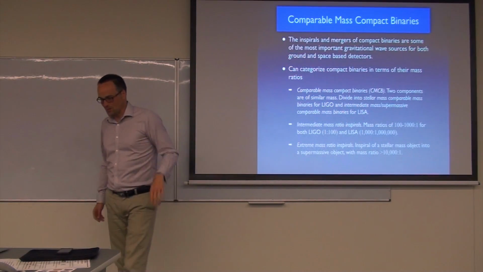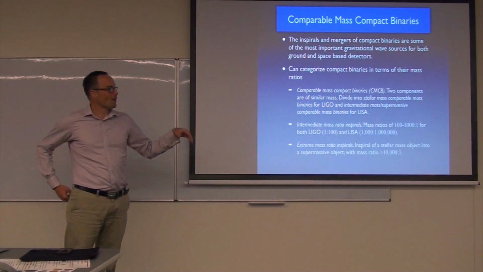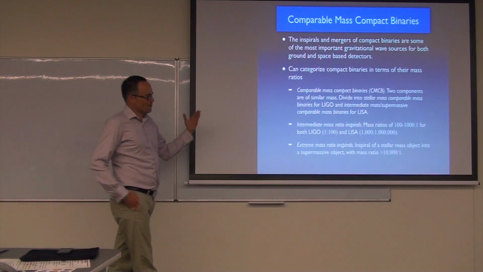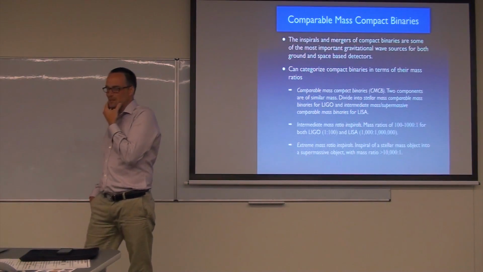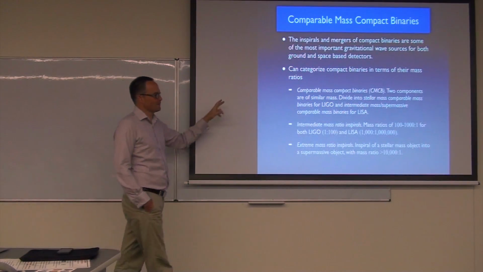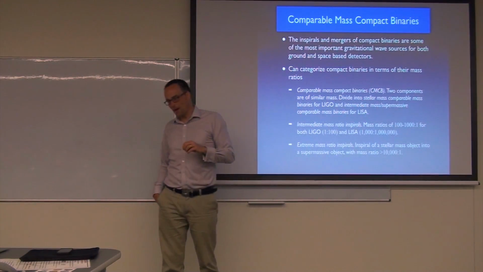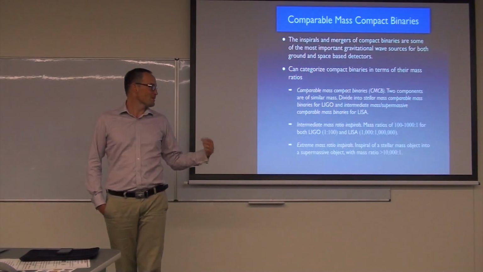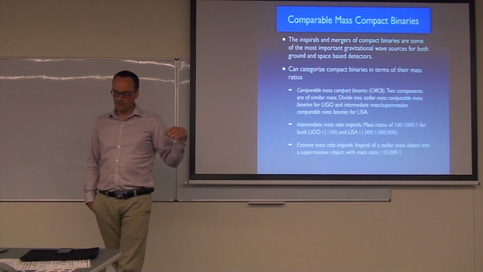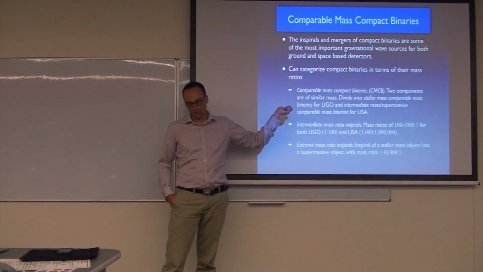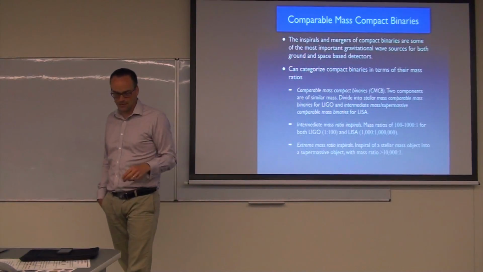And then I will say a bit about the different categories of compact binary we might have. Okay, so we divide compact binaries into three classes. This is partly an astrophysical classification, it's partly a modeling classification. I'll start off by talking about comparable mass binaries. So these are systems in which the two objects are quite similar in terms of their mass.